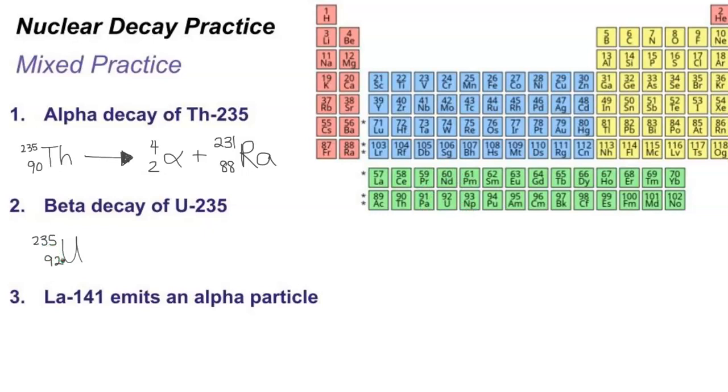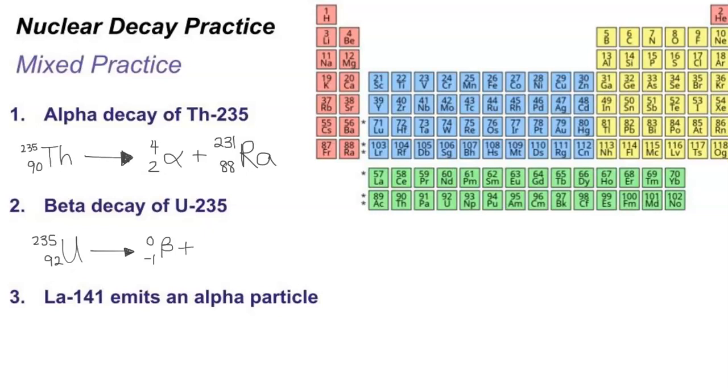And if something is undergoing beta decay, that means it is emitting a beta particle, which is the same as an electron. So an electron has almost no mass, negligible mass, and then a -1 charge. And we can either put the beta symbol or the electron symbol. And then we just need to figure out what else is being emitted. When something undergoes beta decay, that means that one of our neutrons is becoming a proton by emitting a beta particle.